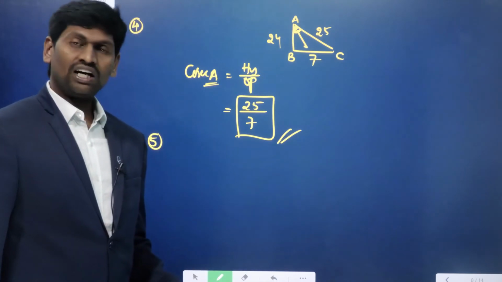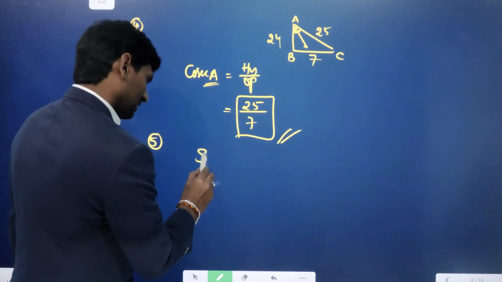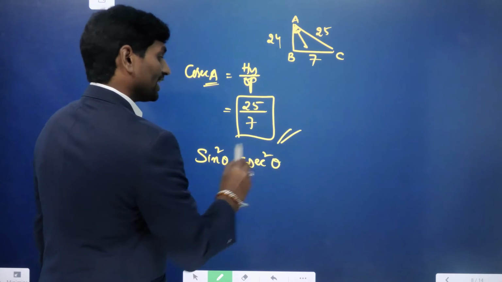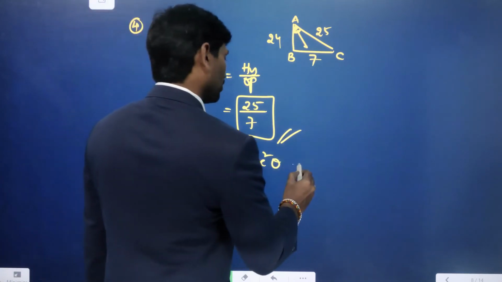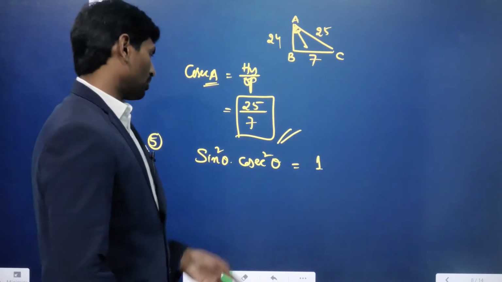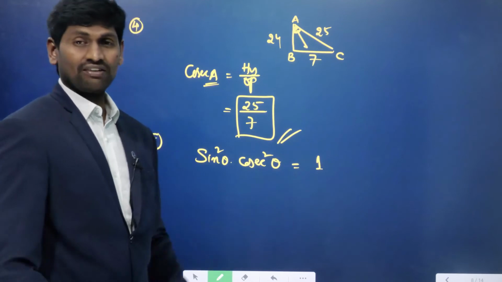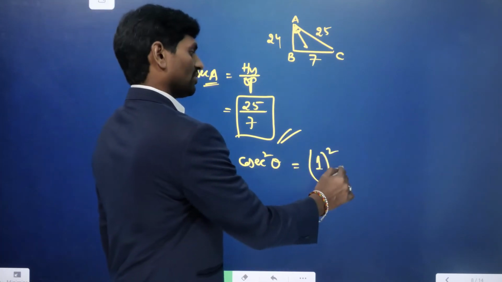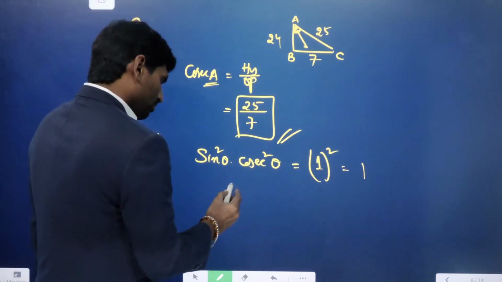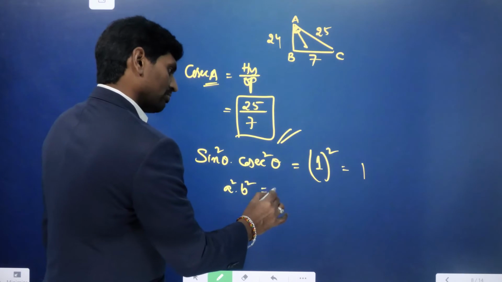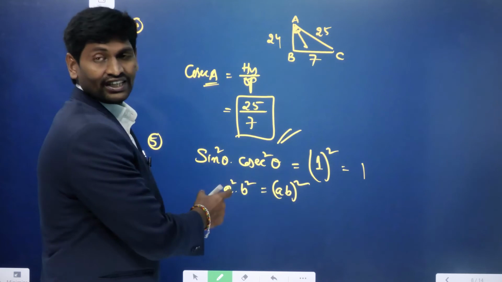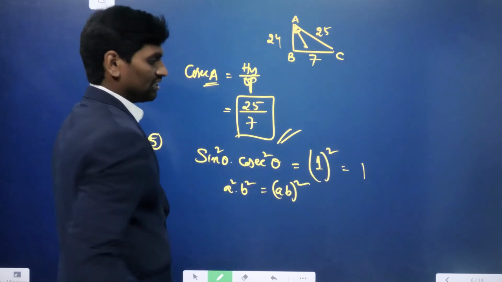Sin square theta into cosecant square theta. Both are reciprocals, no? So both being reciprocals, the answer is 1. Sin's reciprocal is cosecant, so 1. But squares are given, no? 1 square, value 1 only. Because a square into b square, we can write as a into b whole square. Same way, a into b means sin theta into cosecant theta, answer 1. 1 square value is 1 itself.